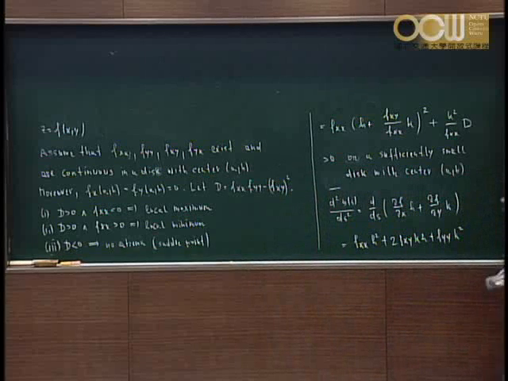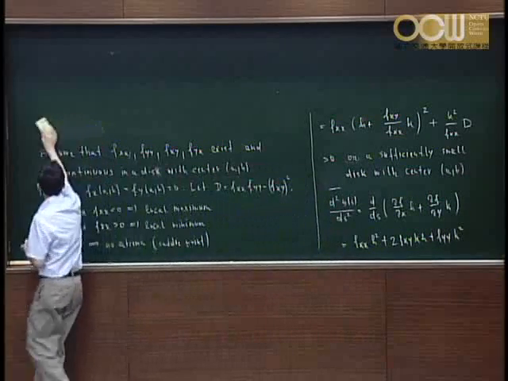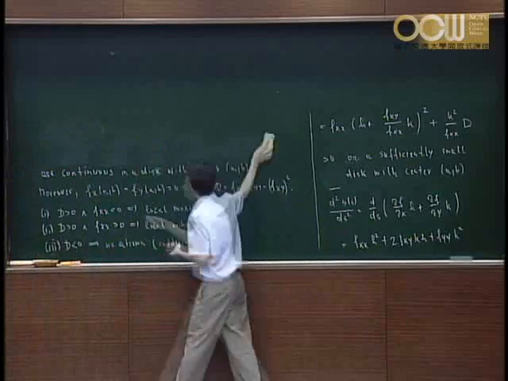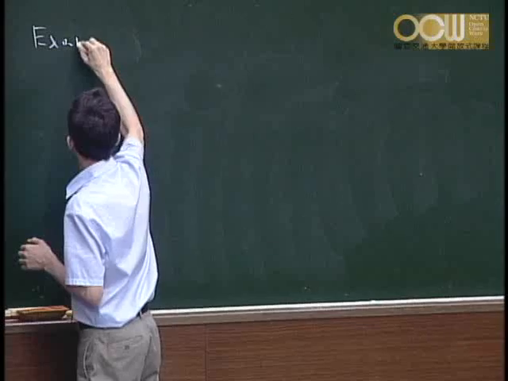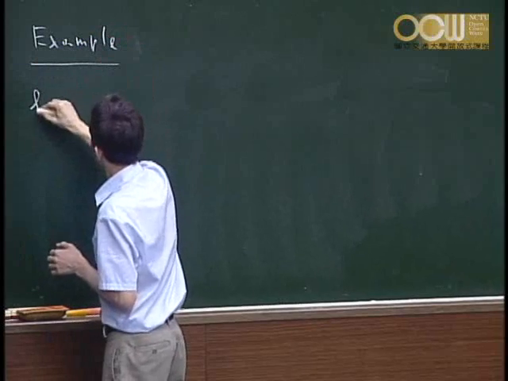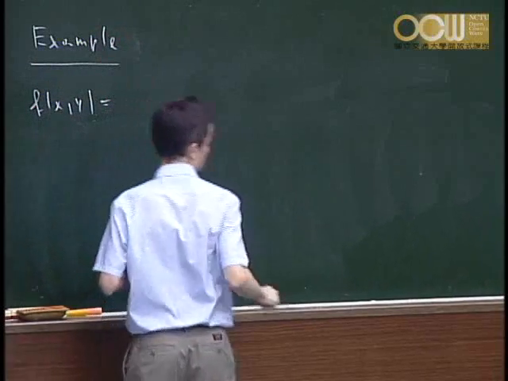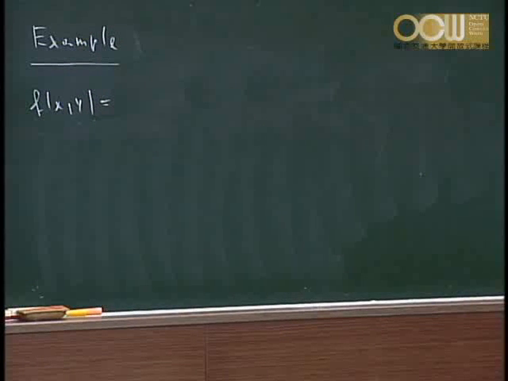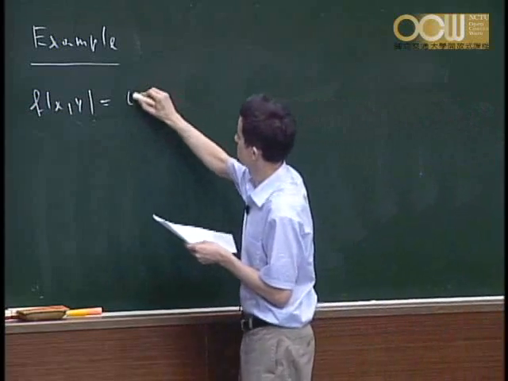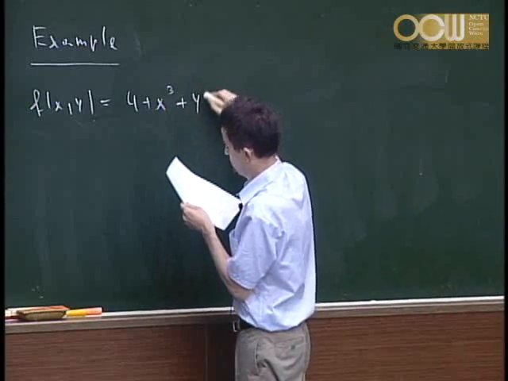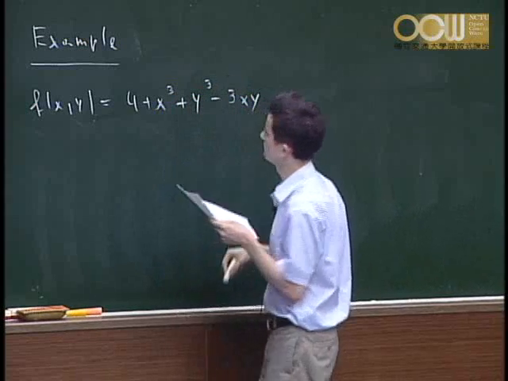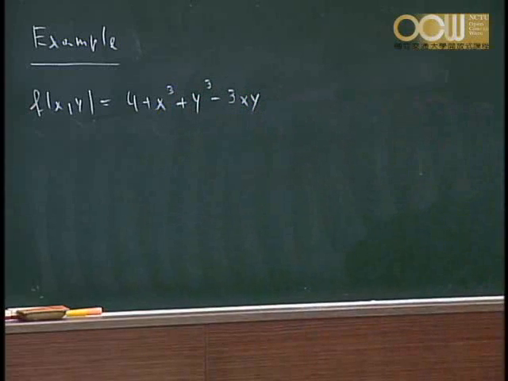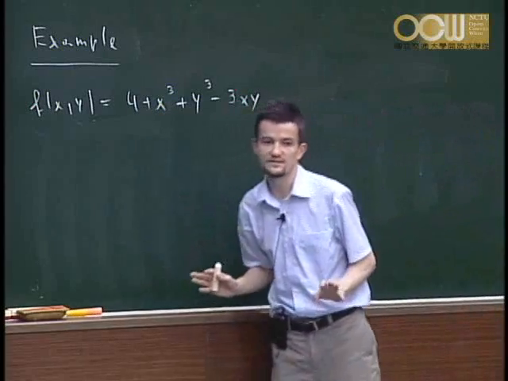Okay, so maybe let's look at an example to see how to apply this result. The example is the following function: f of x y is equal to 4 plus x to the cube plus y to the cube minus 3xy. What we want to find is local extrema and saddle points. So find all local extrema and saddle points of this function.